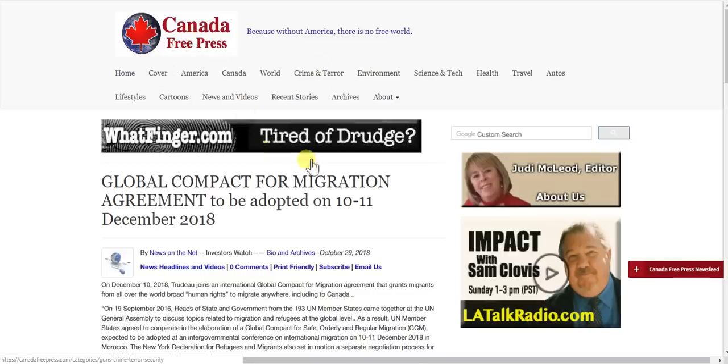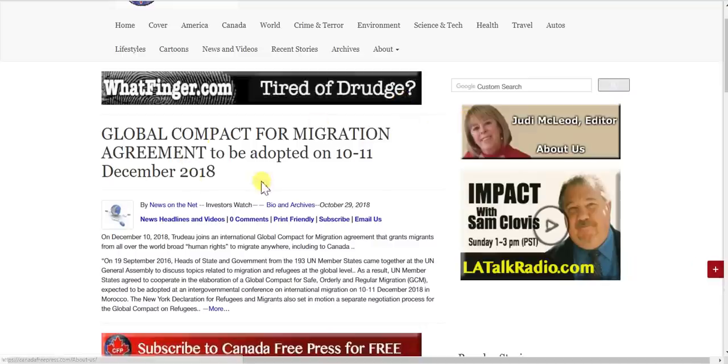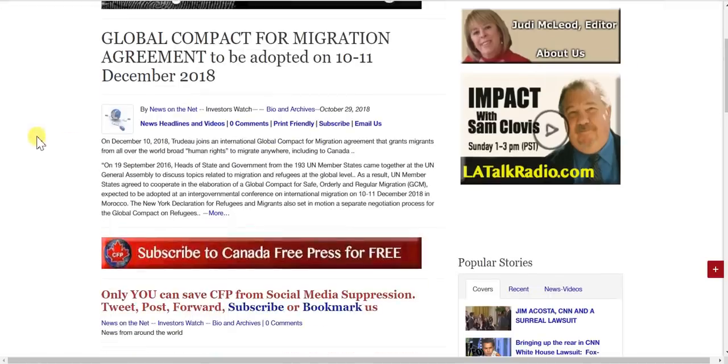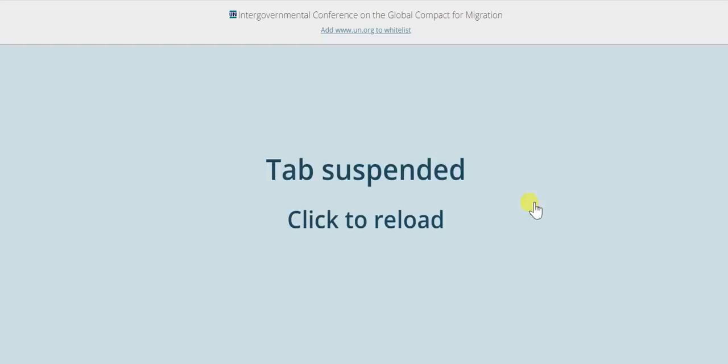And the Canadian Free Press: the Global Compact for Migration agreement to be adopted on December 10th, 2018. Trudeau joins an international group in the Global Compact for Migration agreement that grants migrants from all over the world broad, quote, human rights to migrate anywhere, including to Canada. Quote, on September 19, 2016, heads of state and government from the 193 UN member states came together at the UN General Assembly to discuss topics related to migration and refugees at the global level. As a result, the UN member states agreed to cooperate in elaborating a global compact for safe, orderly, and regular migration, expected to be adopted, and so on. We all know about all that.